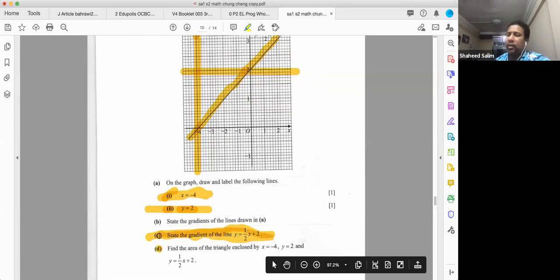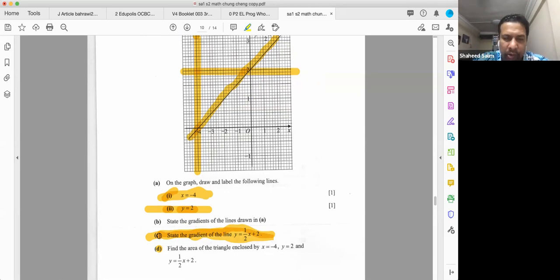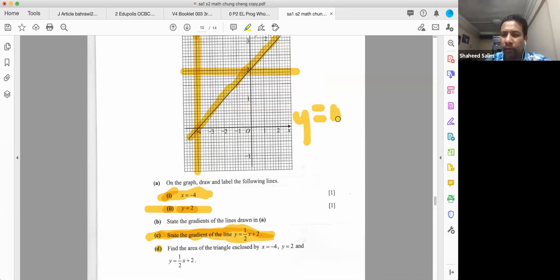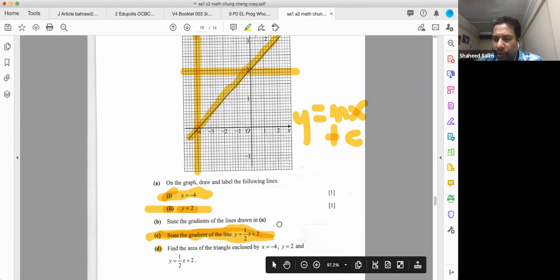In less than 1 minute, can you state what the gradient is? What's the number? What's the value? It's m. The gradient is m. Which one is m, Ryan? Come on, y equals mx plus c. So what is m? Anyone? Shafi'i, what's the gradient?